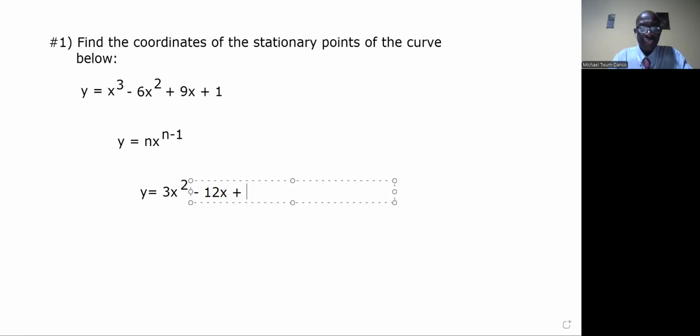We multiply 1 by 9. We get 9. And we subtract 1 from 1 will give us 0. So that will be just 9. So the constant 1 is going to go to 0 because x to the power 0 multiplying 1. When you multiply 0 by 1, you get 0. That eliminates 1. So this is going to be a quadratic equation.